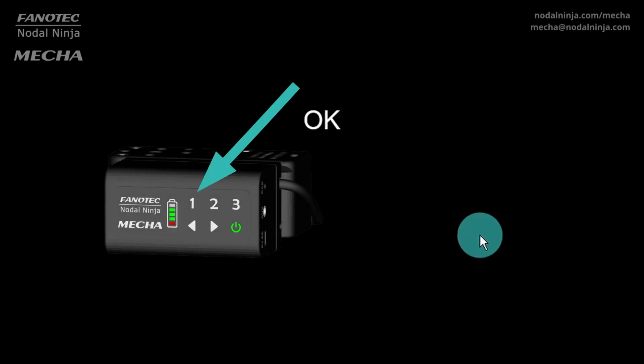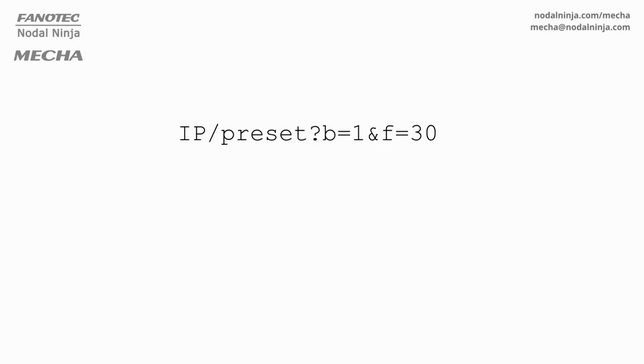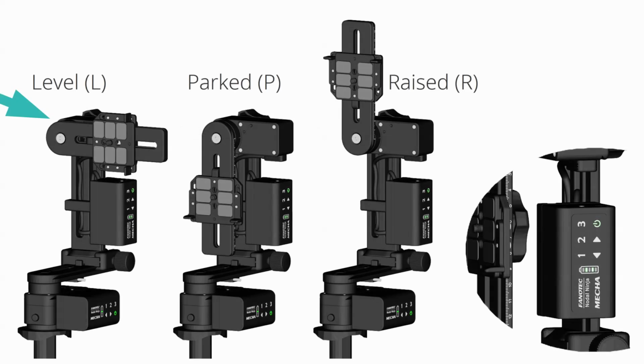The response from Mecha is OK, displayed in the middle of the screen, indicating the preset has been created and assigned to button 1, as we are using a C1 controller. To create this type of preset, Mecha uses some default settings, which we assume you haven't changed. For example, the default starting position of the upper rail is level.